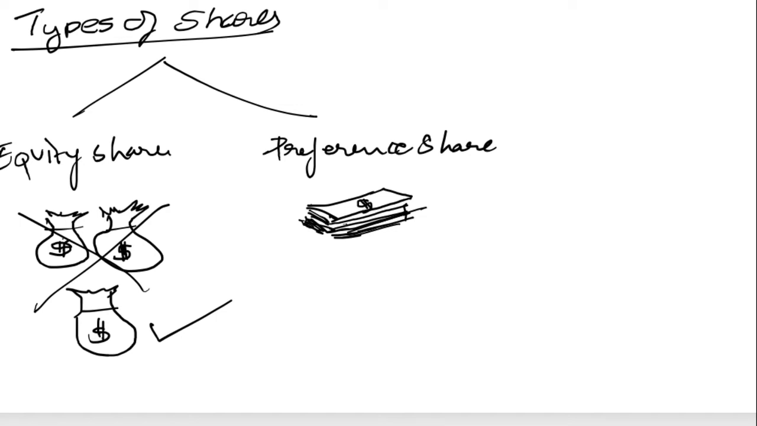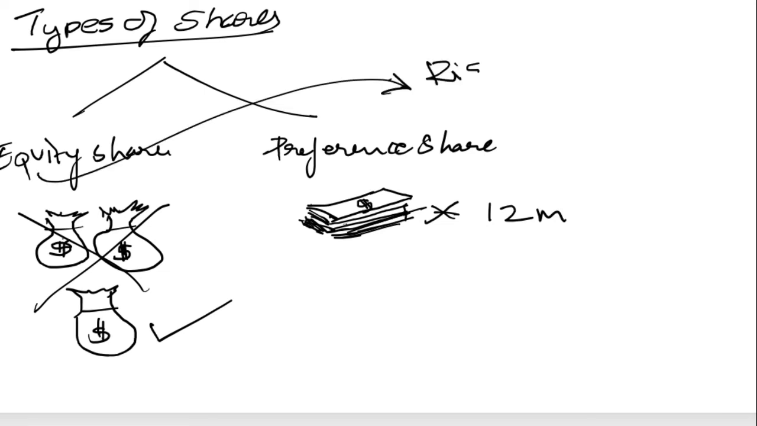If the company goes down, it will affect the equity shareholders' income. But what about preference shareholders? They will get a definite, static income every month, per annum, even though the company goes up or comes down. But equity shareholders are called the risk bearers. So they are taking the risk.